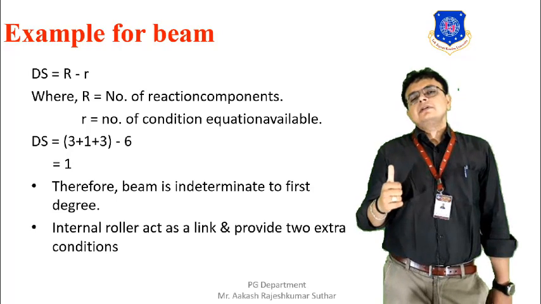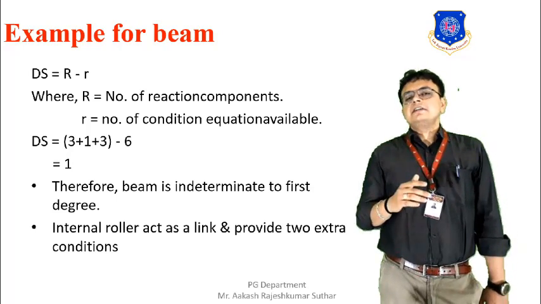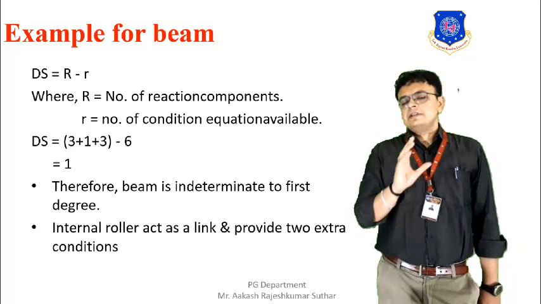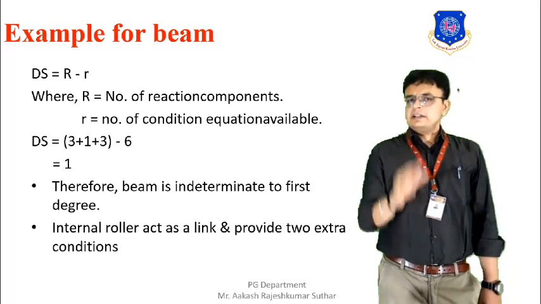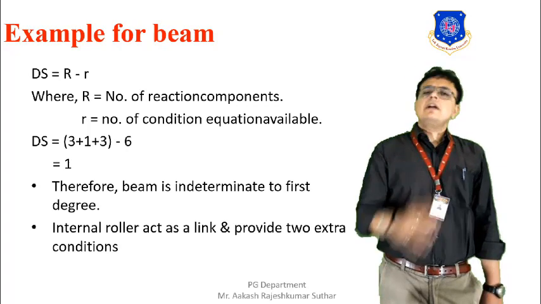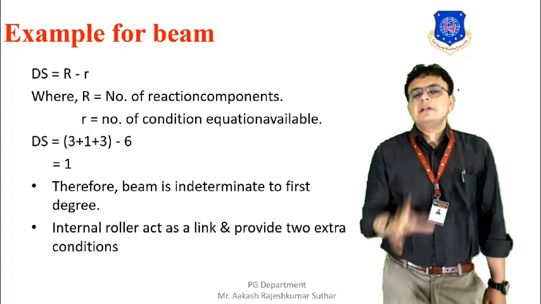So this is how we can find the degree of static indeterminacy for a beam. This is the kind of example, and this was a critical example. It involves all kinds of difficulties that can be involved in a beam.